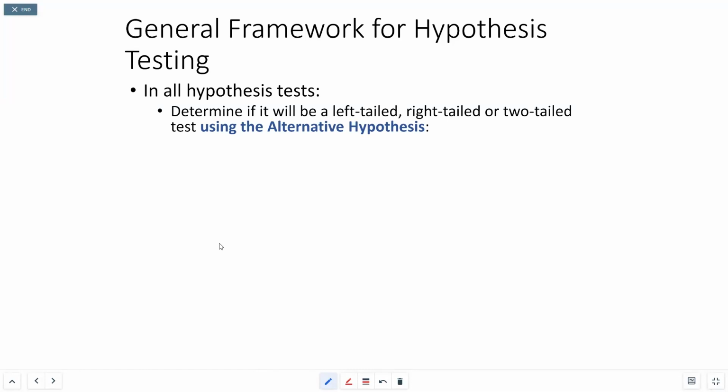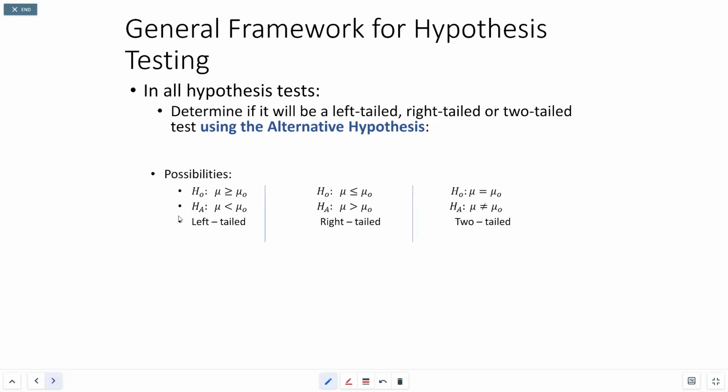So let's revisit. Now that we've gone through a basic example, we're going to go through what we do to set up a hypothesis test, because they're not always going to be set up the way our first example was. The main question that you want to start with is to determine if it's a left-tailed, a right-tailed, or a two-tailed test, and you do this using the alternative hypothesis. So I'm focusing on the alternative. Remember, this is where your real question is.